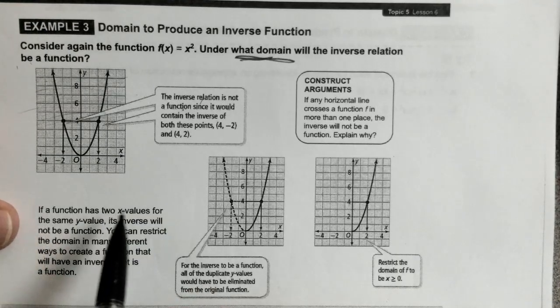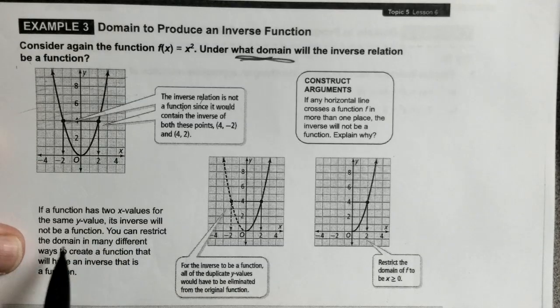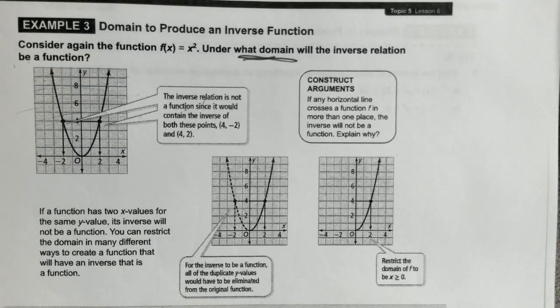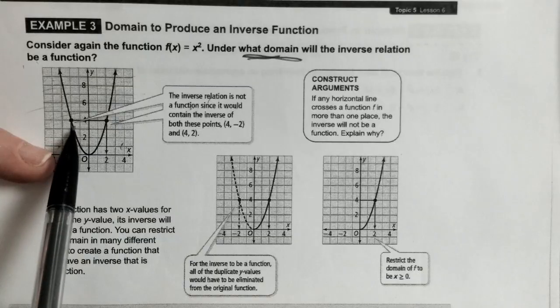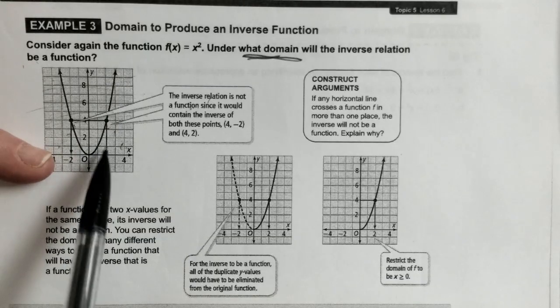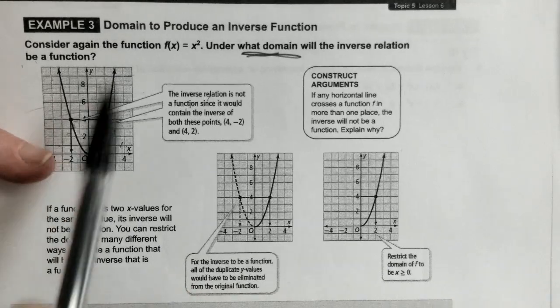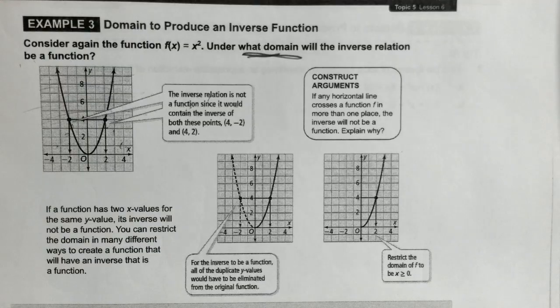If the inverse has two x values for the same y value, the inverse will not be a function. We can restrict the domain in many different ways to create a function that will have the inverse be a function. Should we not just be able to do negative infinity to positive infinity for domain? Well, what happens when I go negative infinity to positive infinity with the domain is that these values would still have the same y values. So how can I cut this parabola so that I don't have any repeating y values?